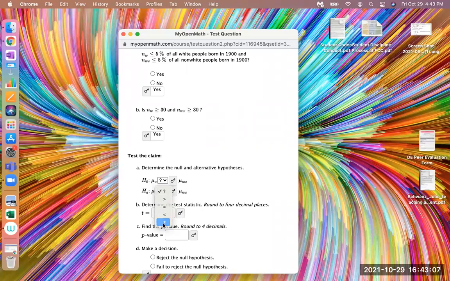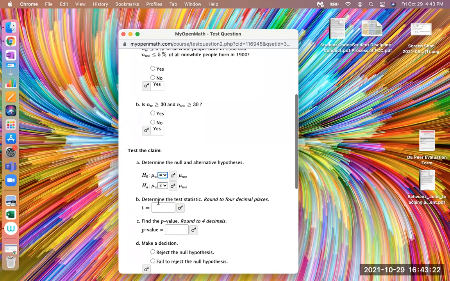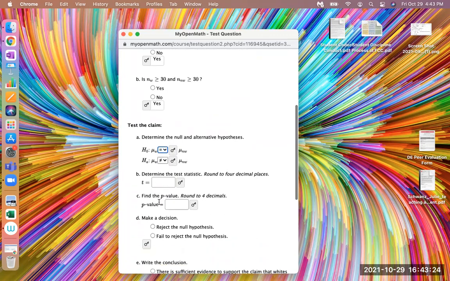So we do not equal. I can't do equals in the alternative hypothesis. We cannot do that. It always has to be equals in the null hypothesis. So anytime it seems like the claim is, are they equal, you always have to put the alternative hypothesis as not equal. Okay.